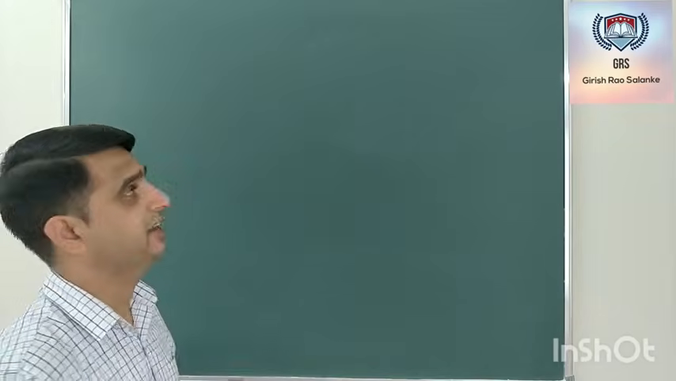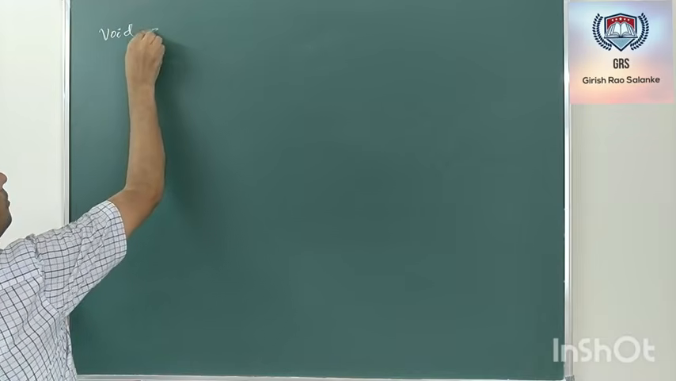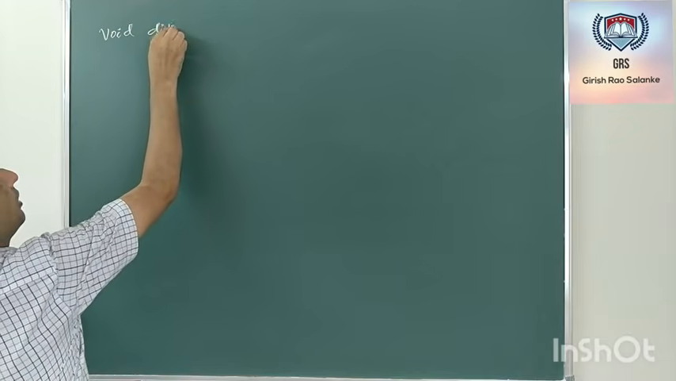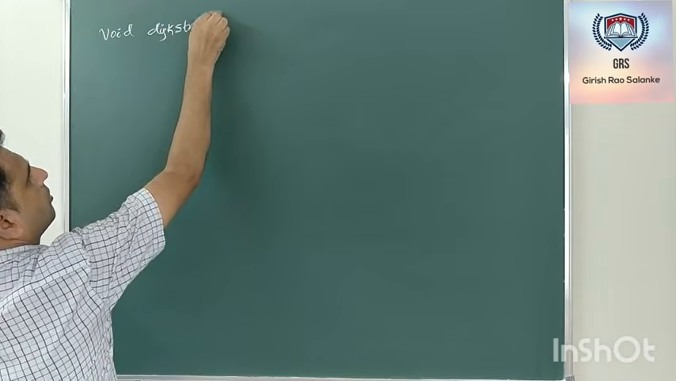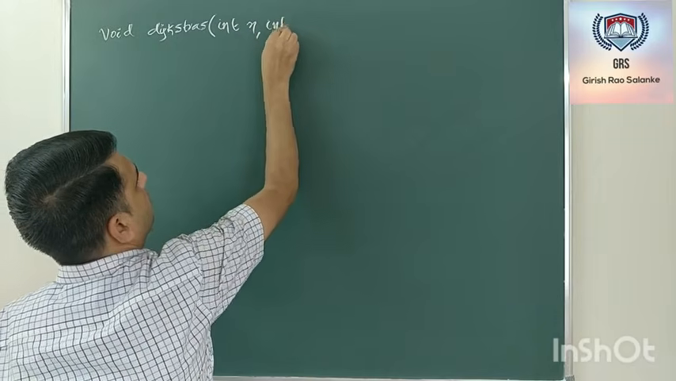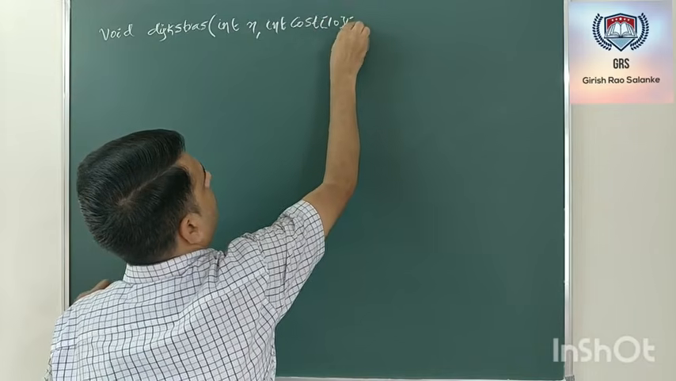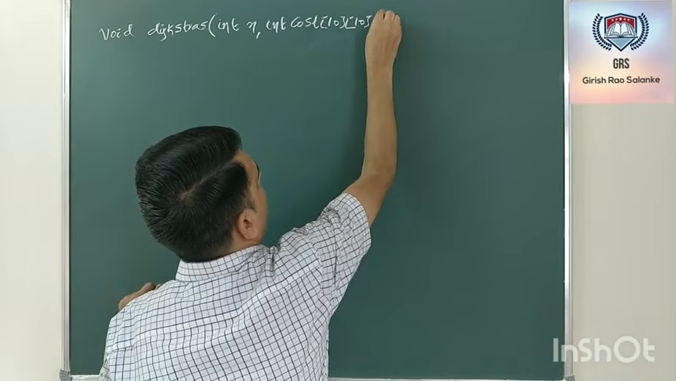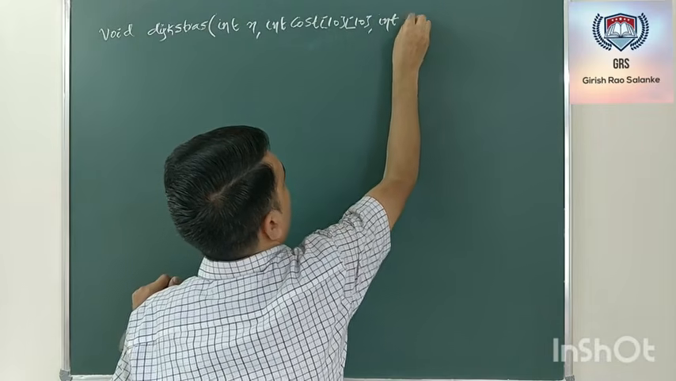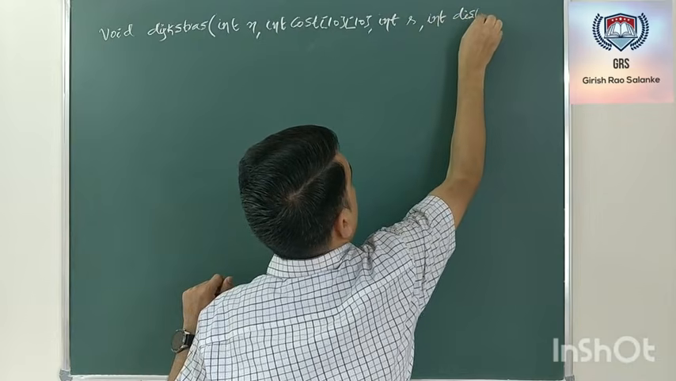So let's start writing the Dijkstra's function. Return type of Dijkstra's as void. Function name Dijkstra's. The arguments were number of nodes, the cost matrix, the third argument was source, and finally the distance vector or the distance array.